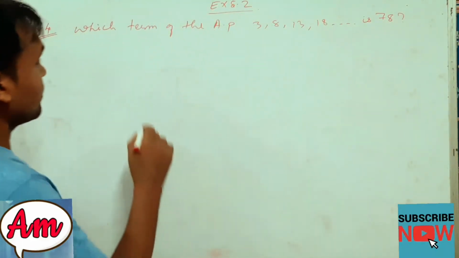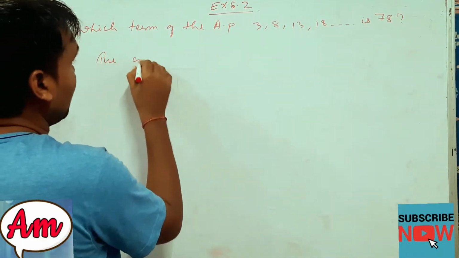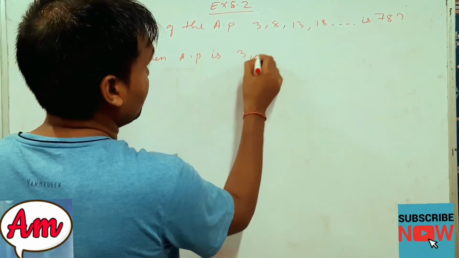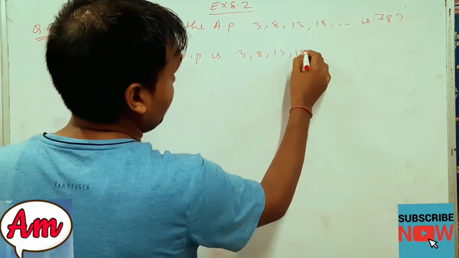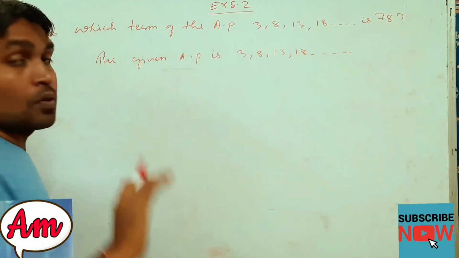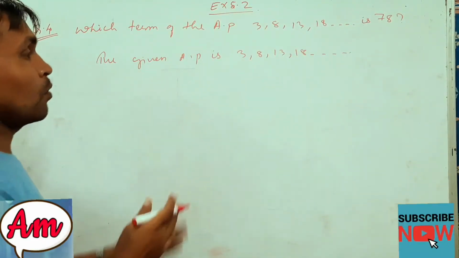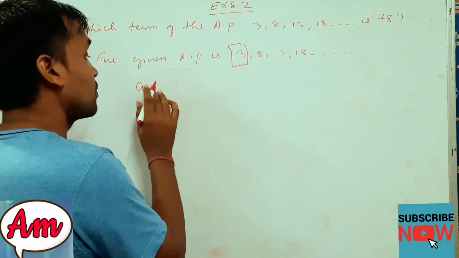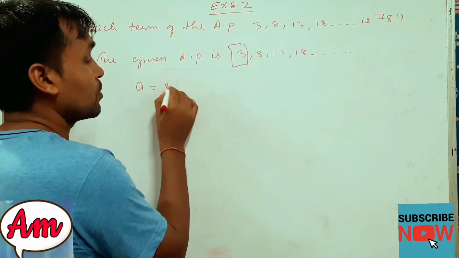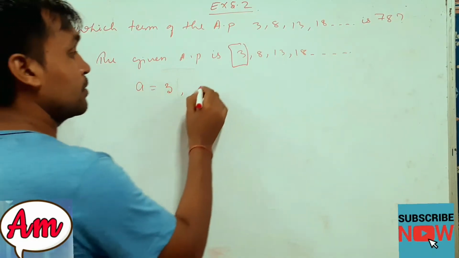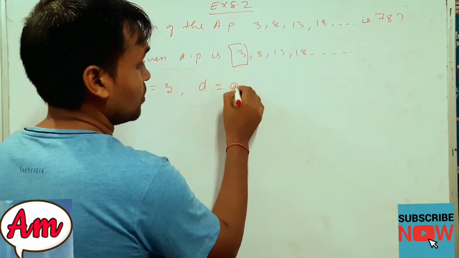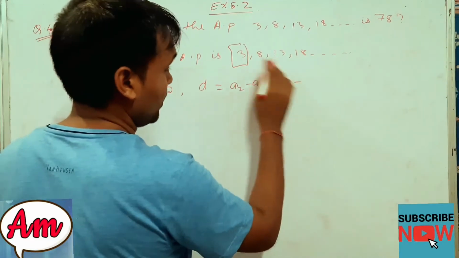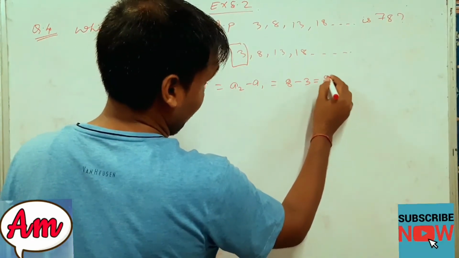So first of all, what we have to do is write the given AP. The given AP is 3, 8, 13, 18, dash, like this. As I have already told you, the first term is considered as a1, so we'll write here a equals 3. Common difference, how to find out? I have taught you, common difference equals a2 minus a1. So what is a2 here? 8. And what is a1 here? 3. So you will find out 5.